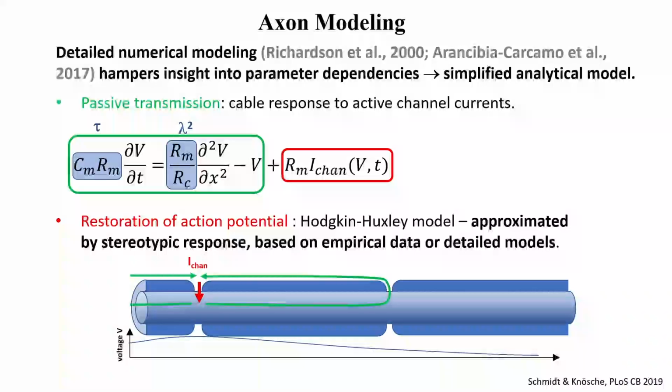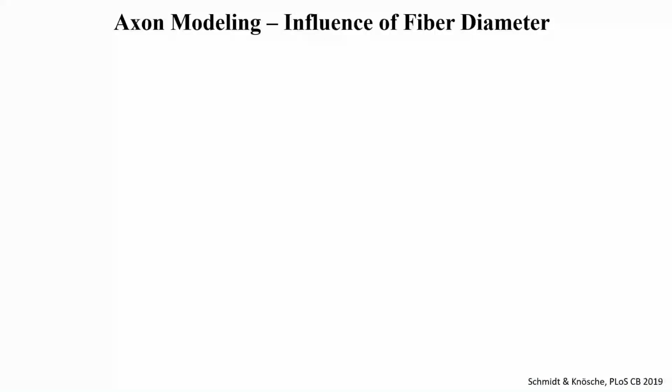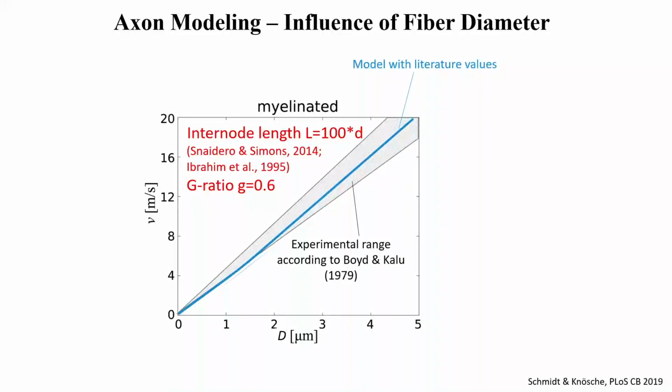If you want to know more about this kind of approach, I just refer you to this publication that is cited underneath. Here, I would like to show what this model actually can do. So first of all, of course, we want to predict the velocity as a function of the axonal diameter, which is, as we know, the most important parameter. And as we can see here, if we make some reasonable assumption about the internodal length and the G ratio, then we end up within the experimental range, and also we have this almost linear relationship between diameter and velocity without further tweaking the model.